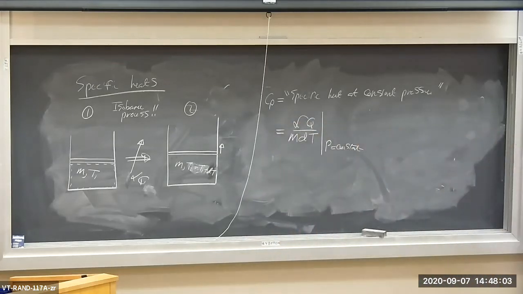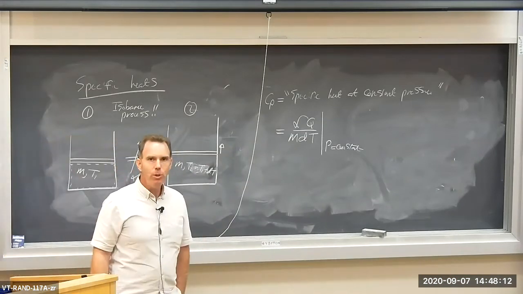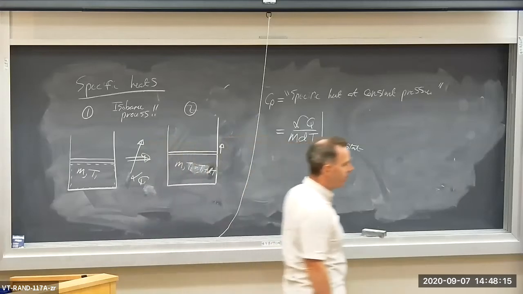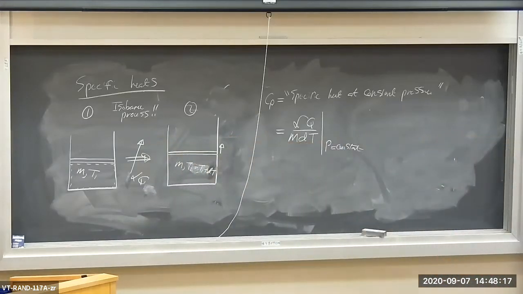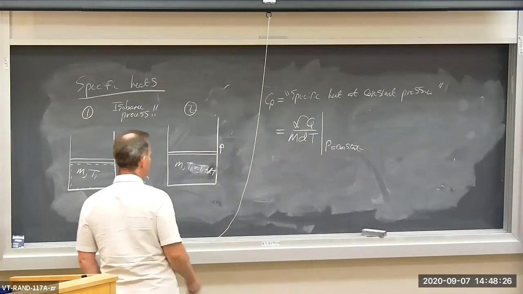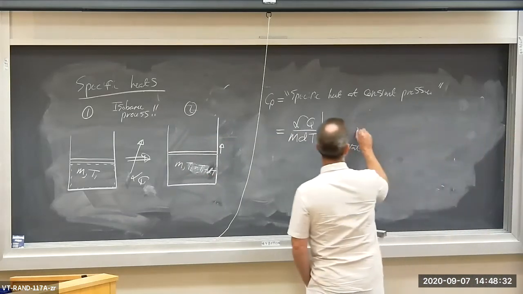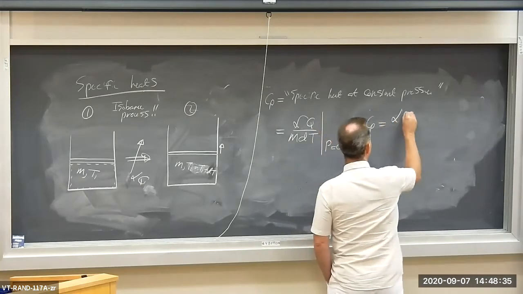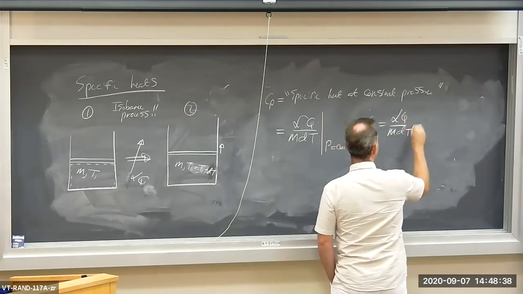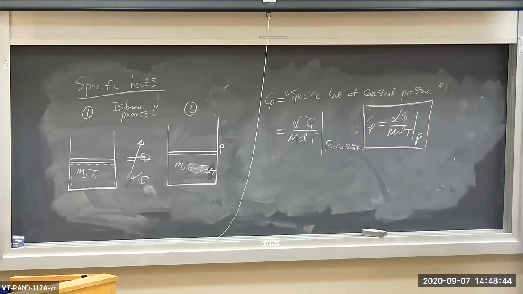Constant pressure process, del Q over m dT. If you like, specific heat is the amount of heat required to raise the temperature of the system by 1 degree per unit mass. Cp equals del Q over m dT for a constant pressure process. Put a box around it. That is the definition of specific heat at constant pressure.